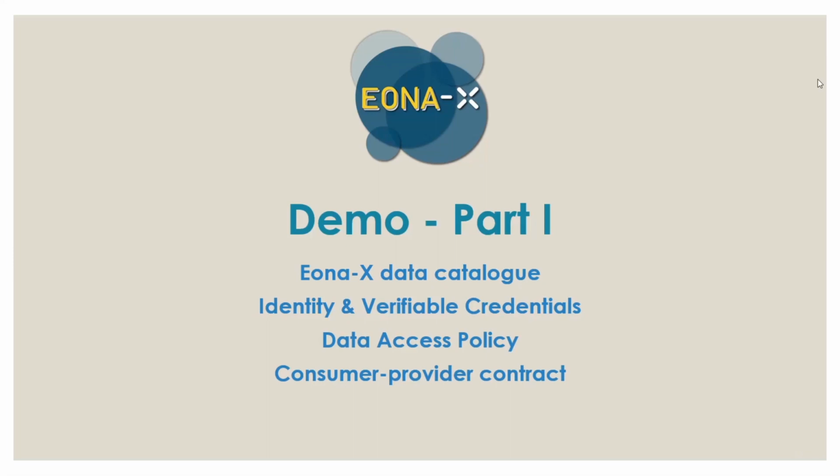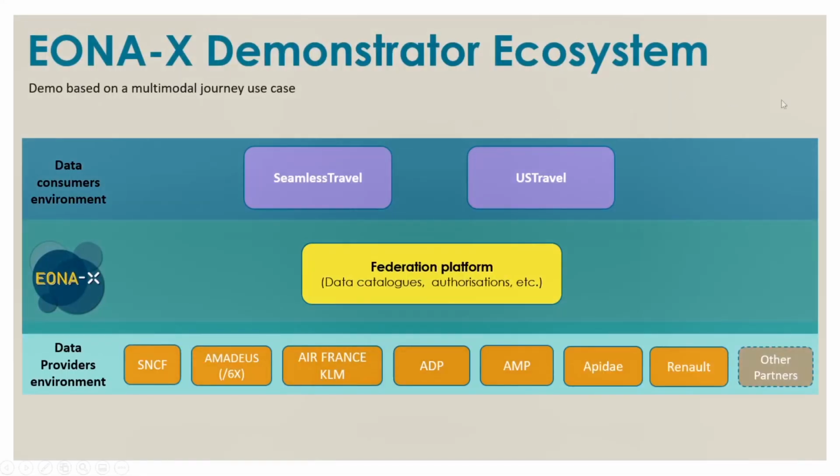Before we jump into this demo, let's take a look at the overall ecosystem. At the bottom here, you see a list of data providers. Actually, all the entities that you see are founding members of Eona-X and are connected to the current Eona-X demonstrator environment. You see at the top that we have two data consumers, one called Seamless Travel and another one called US Travel. Those are demo consumers that we use right now to showcase Eona.